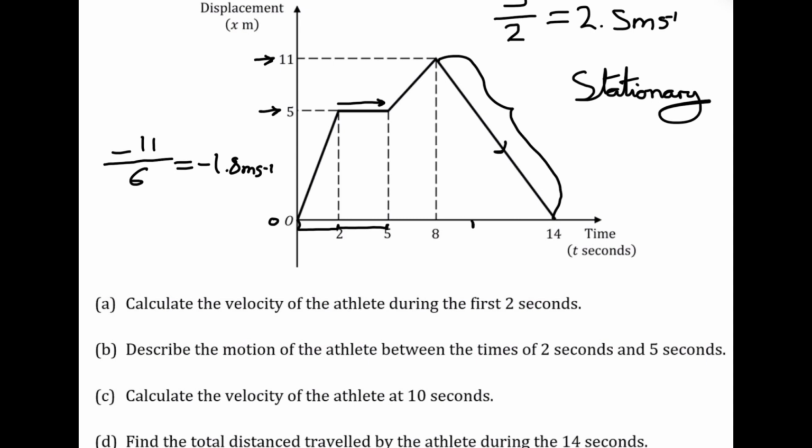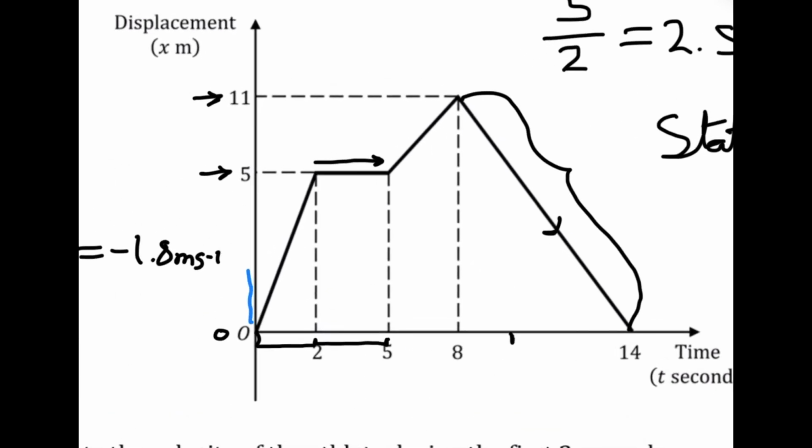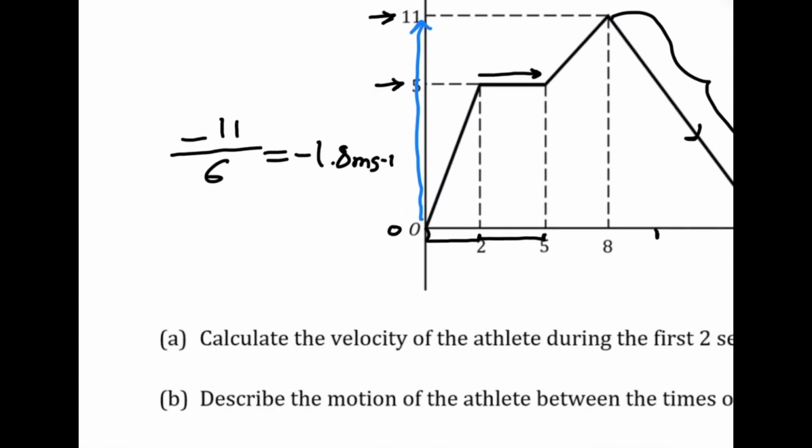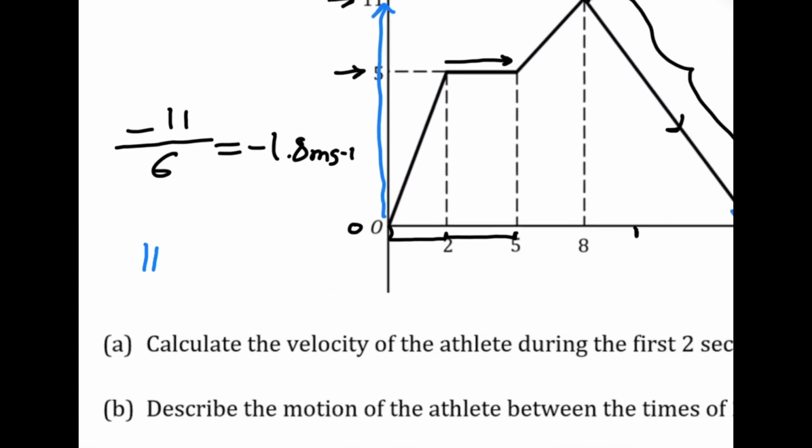Finally, we have to find the total distance travelled by the athlete during the 14 seconds. And across that 14 seconds, she went all the way up to 11 meters away, and then in this portion she went all the way down another 11 meters back to her original position. So her total distance will be 11 plus 11, which is 22 metres.